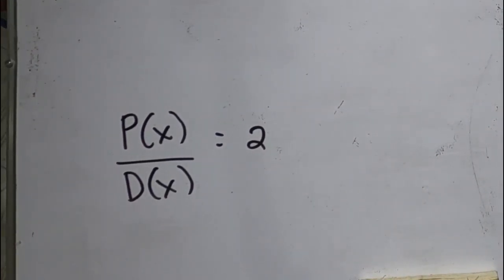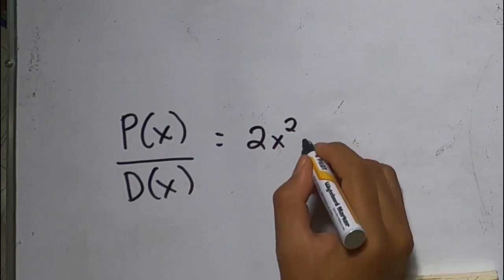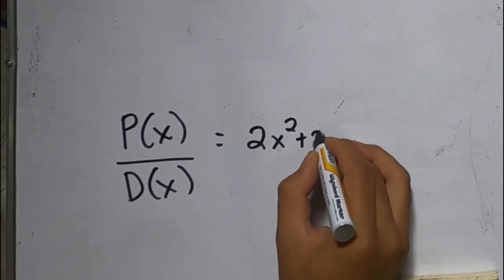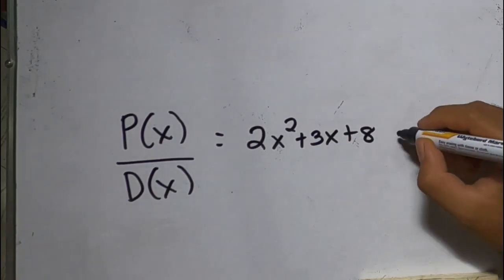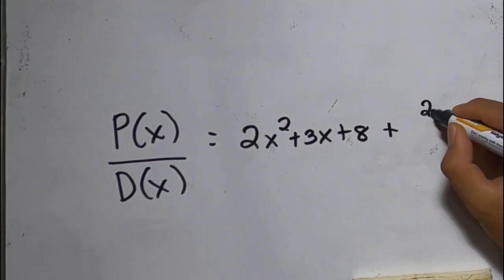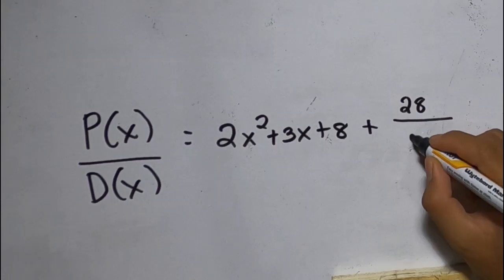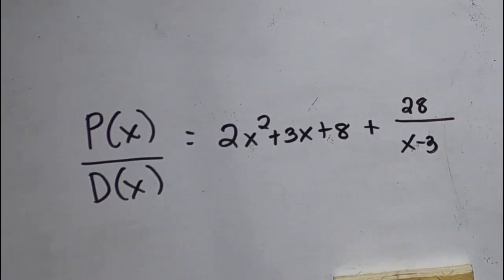So the quotient of p of x and d of x is equal to 2x squared plus 3x plus 8 plus 28 over x minus 3.